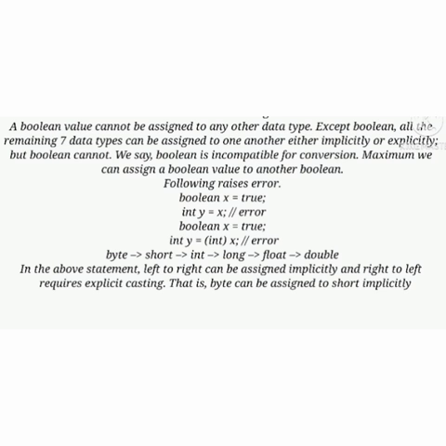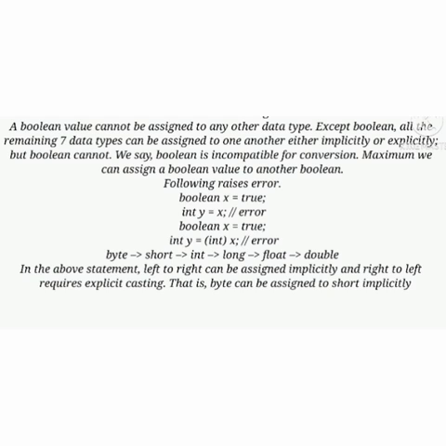Next one is boolean. Here the boolean value cannot be assigned to any other data type except boolean. All the remaining 7 data types can be assigned to another data type either implicitly or explicitly, but boolean cannot. We say boolean is incompatible for conversion. At most we assign a boolean value to another boolean. For example, boolean x = true; int y = x raises an error, because we can assign a boolean value to another boolean only.